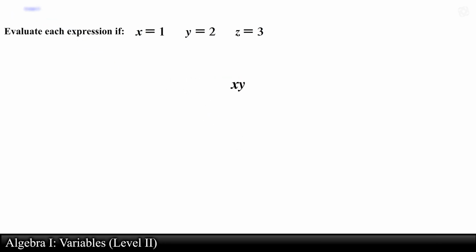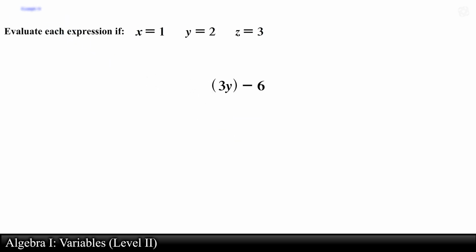Let's try the next variable expression, x times y. Once again, we substitute each variable. In this case, we have 2 different variables, x and y. So x is equal to 1, and y is equal to 2. So substituting, we have the following. And now we simplify the expression, and it turns out that it's equal to 2.